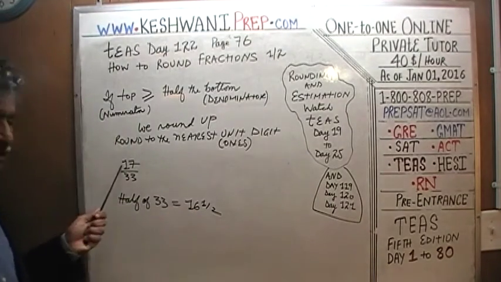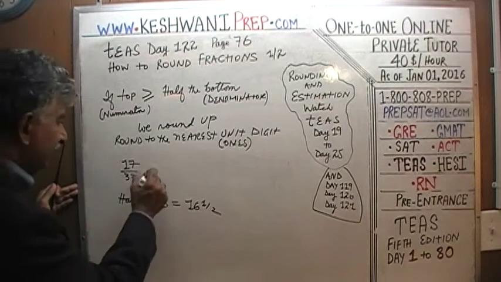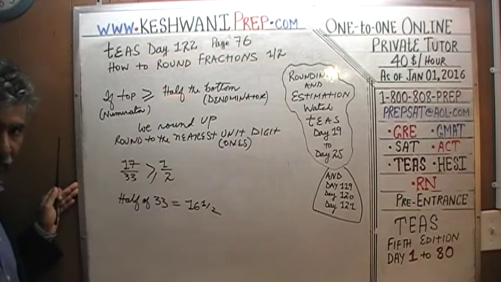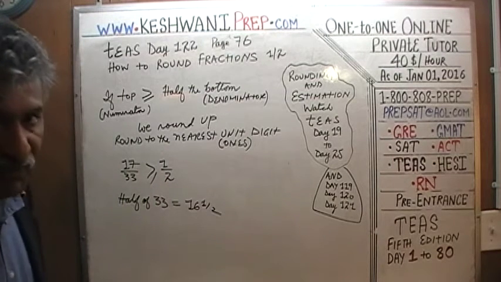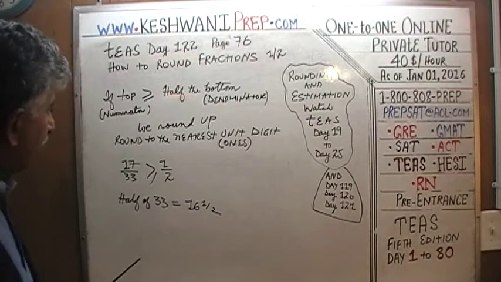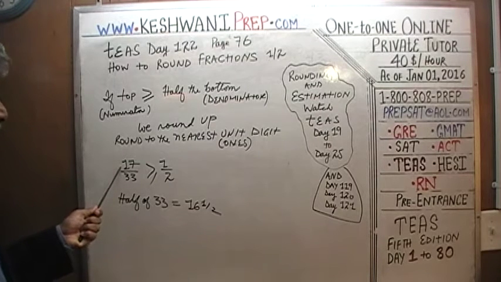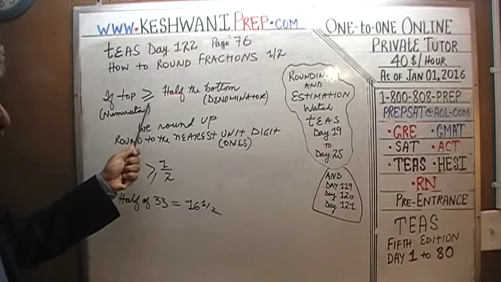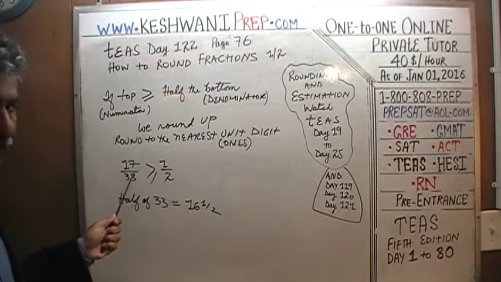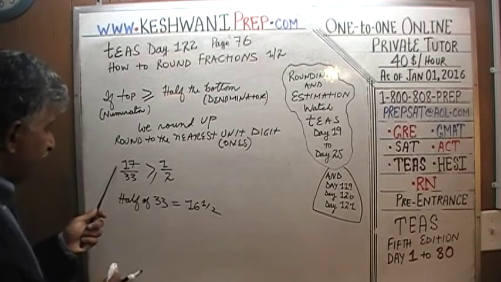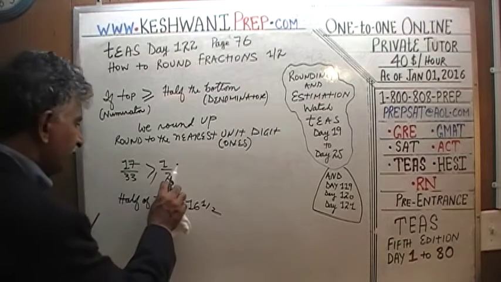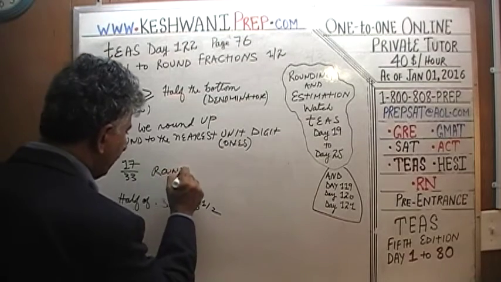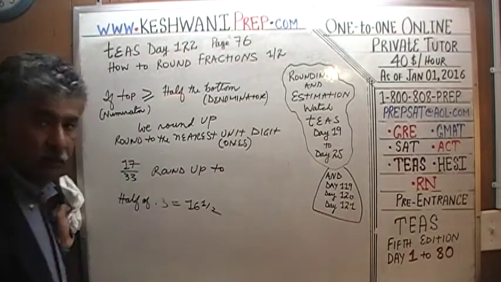Half of 33 is 16.5. And since the top is more than 16.5, this is more than half. It doesn't have to be more than half. It's either more than or equal to half, in which case we would round it up. As long as the top is greater than or equal to, even if it's equal to, we still round it up. Had it been 16.5, we still would have rounded it up. So 17 divided by 33, since it's more than half, we're going to round it up. Round up to what? To 1.